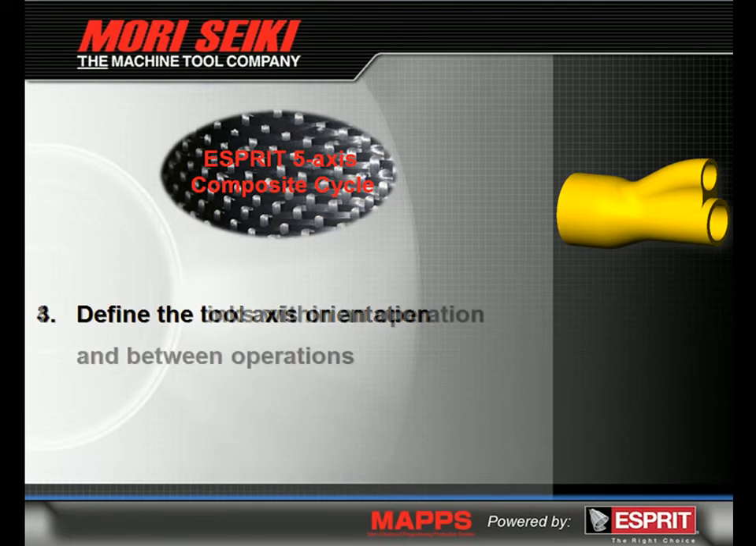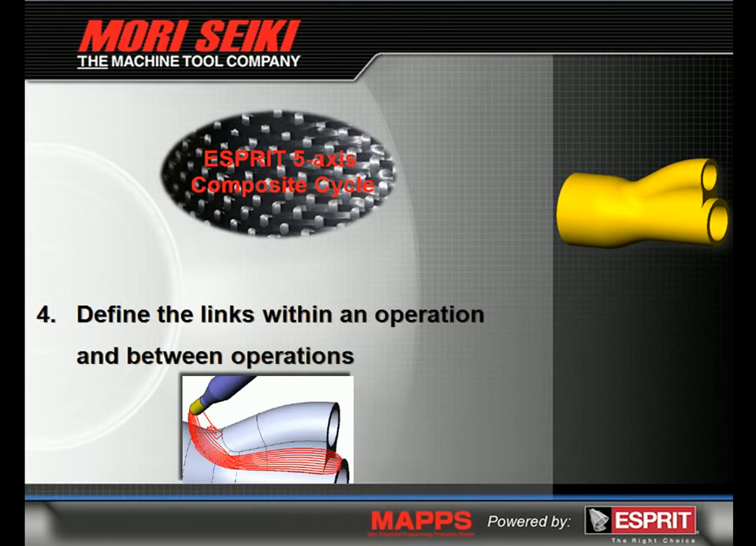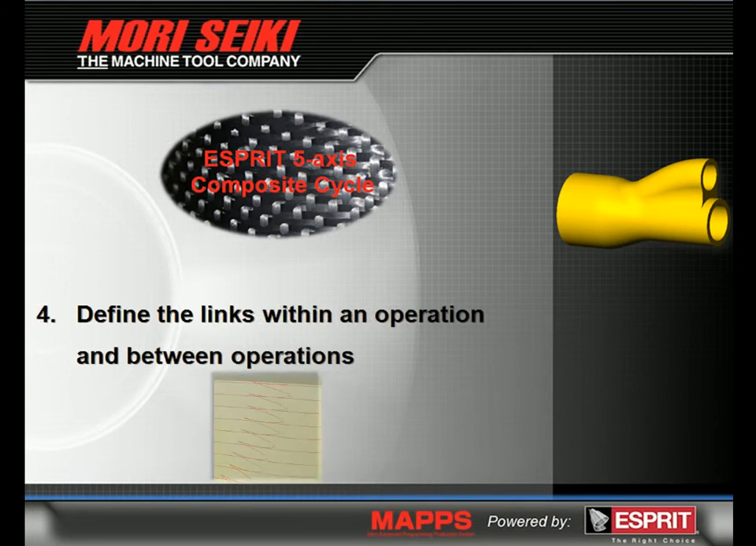And the fourth step is to specify how the tool should move at the beginning, the end, and in between cuts. Transition moves must be smooth to avoid witness lines and tool marks that will have to be polished out by hand later.